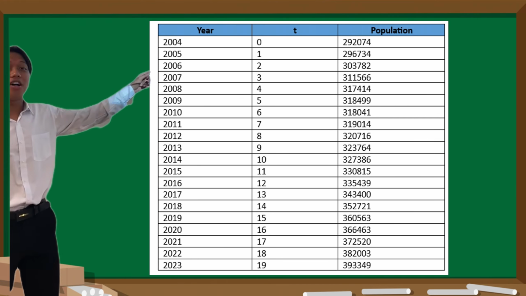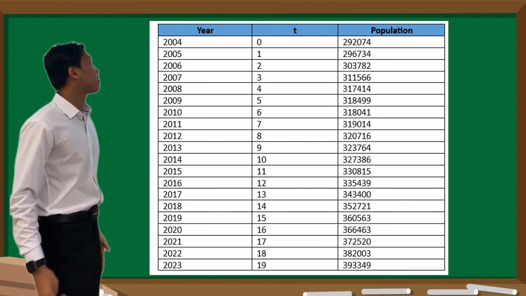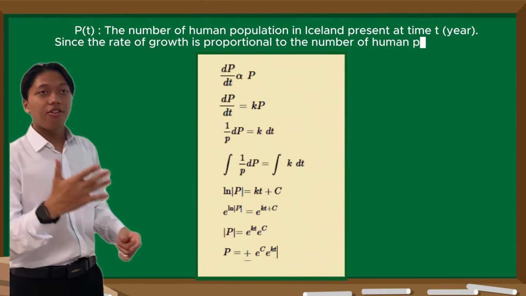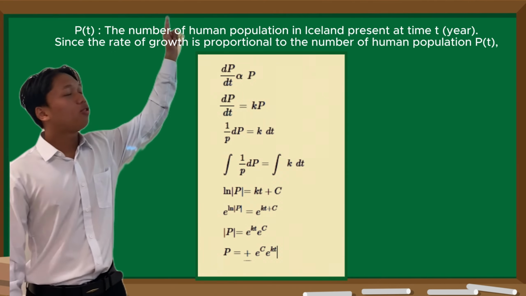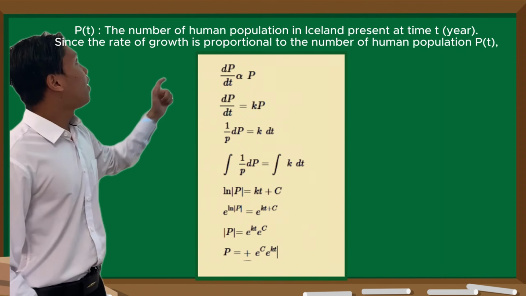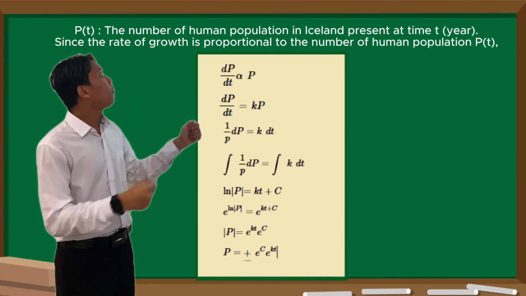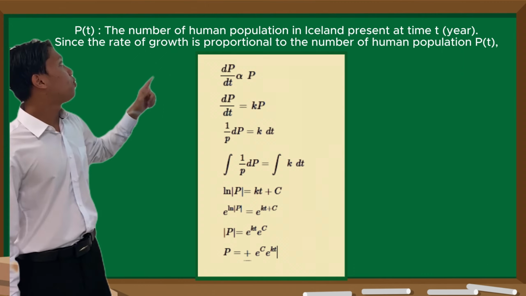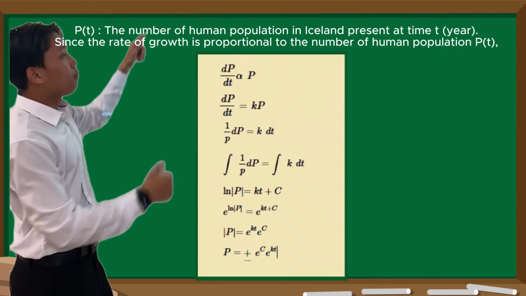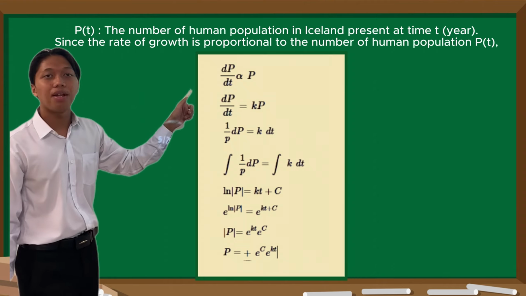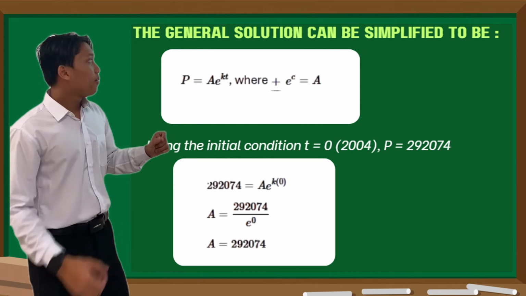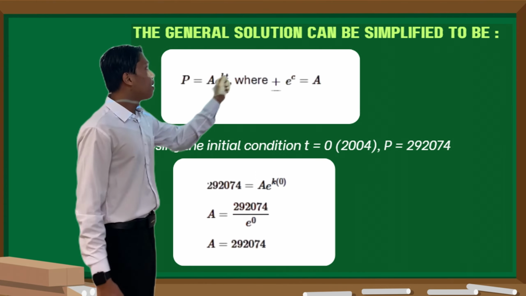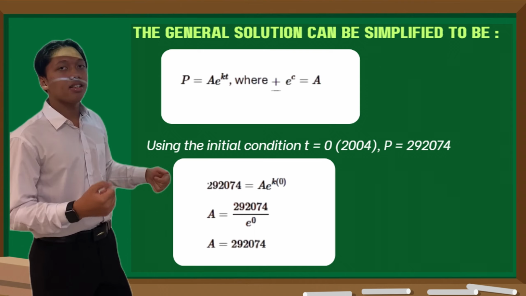And this is the table of the population in Iceland from 2004 until 2024, for the 20 years. We can find the pattern of the population growth in Iceland by using mathematical modeling. From the change of the population with respect to the change of time, we can find the constant for the population growth. To find the constant k, we need to integrate both sides, and from this integration process we will find P equals plus or minus e to the power of C, times e to the power of kt. So how do we find the k? We just take the plus or minus e^C, which we can simplify as a value A.